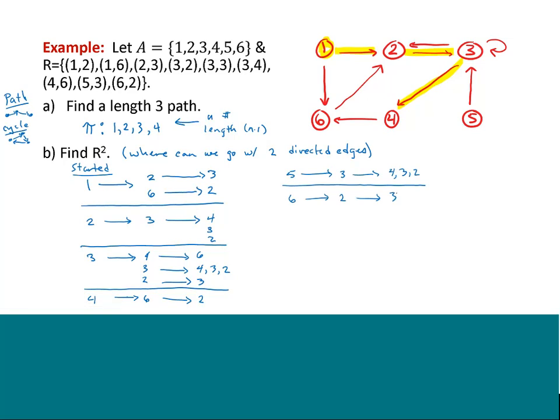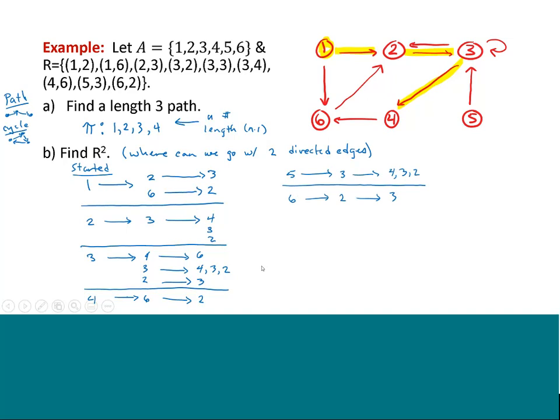And if you notice these, most of these are actual length 2 paths. So 6, 2, 3, that's an actual length 2 path. 5, 3, 4, that's a length 2 path. 5, 3, 2, that's a length 2 path. 5, 3, 3 is not technically a path, but it still uses 2 edges. 4, 6, 2, length 2 path, etc.